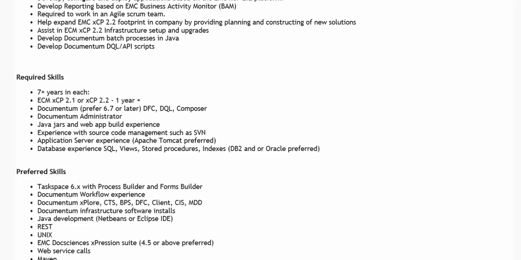Now, as I said, this is for a little bit more advanced position, so they're looking for somebody with 7+ years in these specific categories. When you're at that point where you're looking for jobs with experience, you'll emphasize your work experience over your educational experience, because at that point you will have plenty of work experience to emphasize.